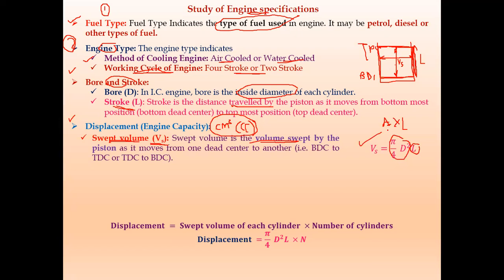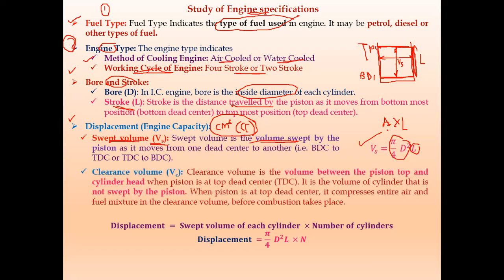Now another type of volume is clearance volume. Above the piston, we have a piston head, and in that piston head other components are fitted, like the inlet valve and exhaust valve. Sometimes a spark plug is fitted. Clearance volume is the volume between the piston top at top dead center and the cylinder head.